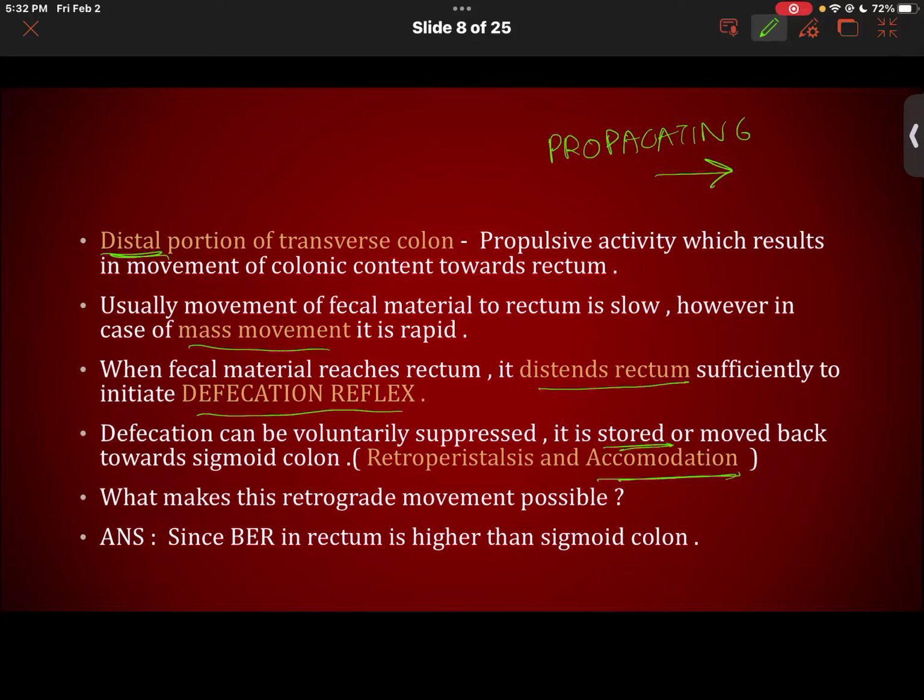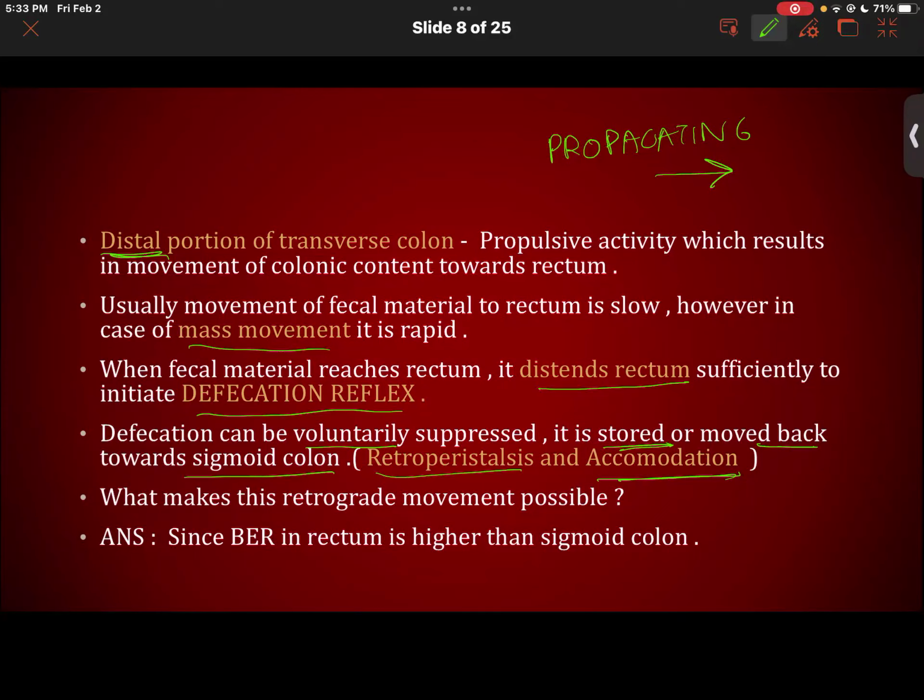So basically, the rectum accommodates the feces until we are in a position to defecate, because defecation is voluntary at the end of the day, to a certain point, anyways. Or it can be moved back towards the sigmoid colon and then stored there. And this is called retroperistalsis.